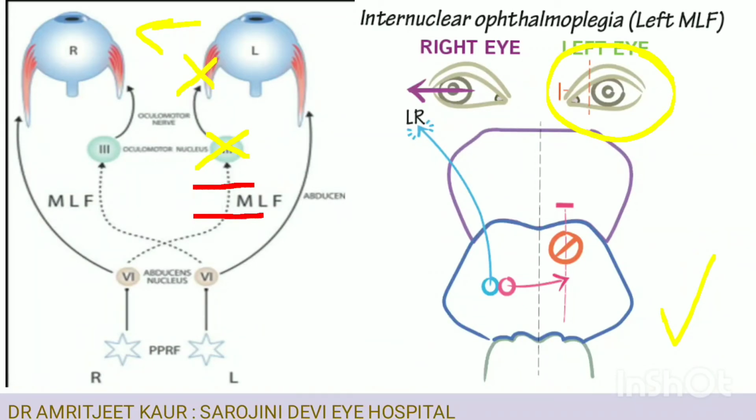But what happens to the right eye? For the right eye to look towards the right side, the lateral rectus has to be stimulated. And as we have seen before, the right lateral rectus is getting stimulated from the sixth nerve nucleus, and this is absolutely normal. Therefore, the right eye is able to move towards the right side. However, this eye on abduction will show nystagmus. I hope that makes it clear now.